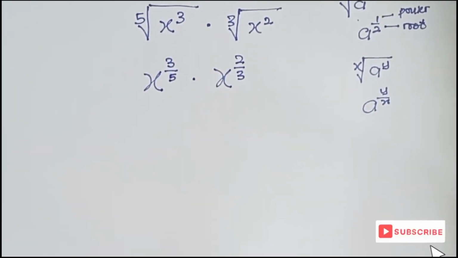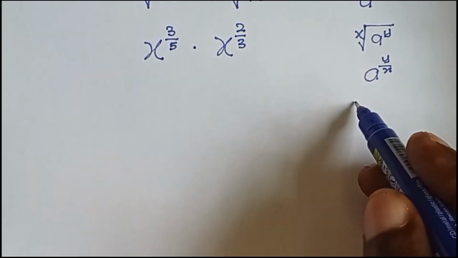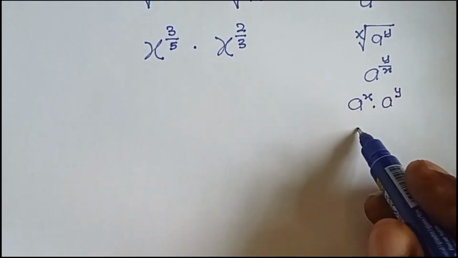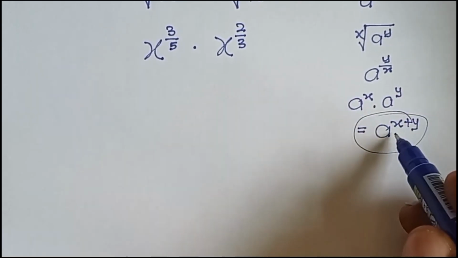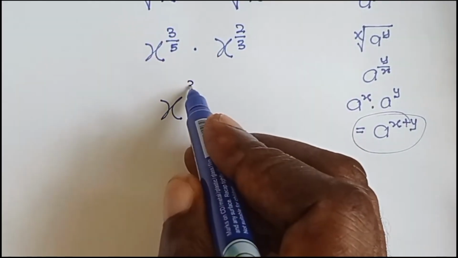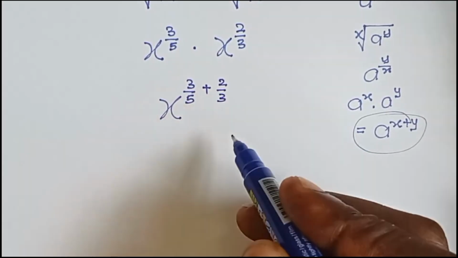Alright, so from here we are going to apply another law of indices or exponents that says that if we have a raised to the power x multiplied by a raised to the power y, it becomes a raised to the power x plus y. That is what we are applying here. So we have x raised to the power 3 over 5 plus 2 over 3.